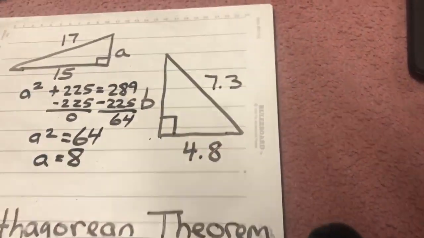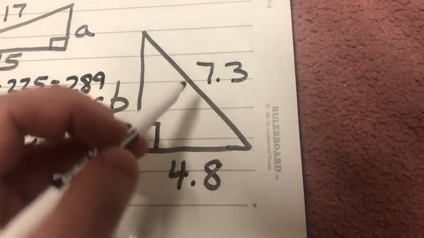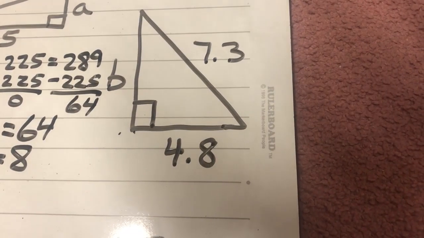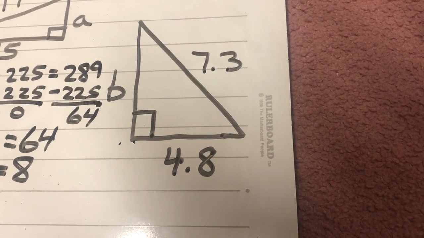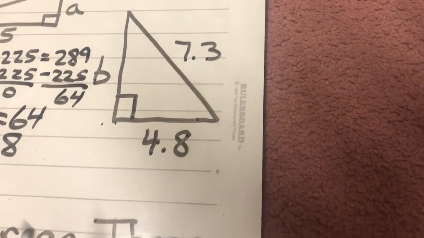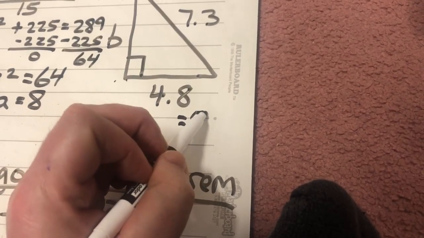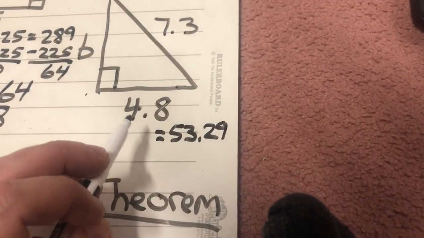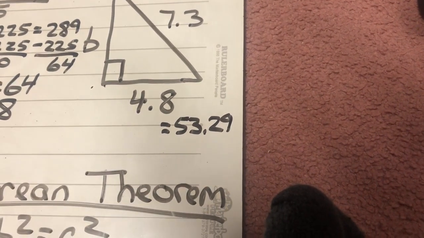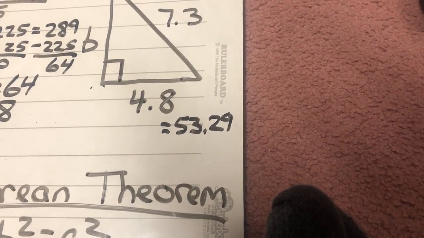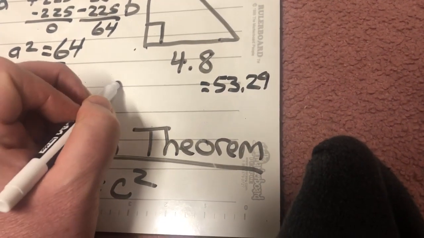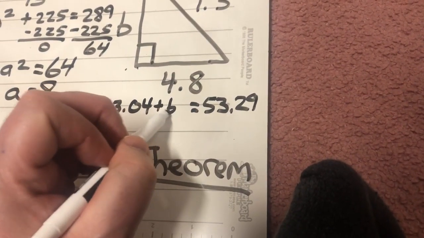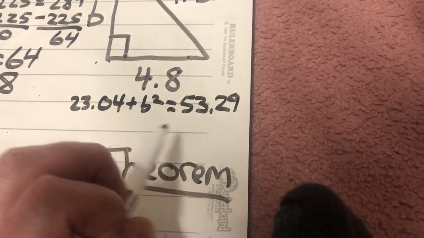So I'm going to do the same thing here, and this works with decimals as long as you get the right numbers. Once again, I see that c, my hypotenuse, that's what's opposite the right angle, that's 7.3. So I'm going to punch in 7.3 and square that. I'm going to see that that equals 53.29. So I know everything is going to equal 53 and 29 hundredths. I'm also going to have 4.8. That's going to be my A. So I'm going to punch into my calculator 4.8, square that, and I'm going to see that that equals 23.04. So 23.04 plus B squared equals 53.29.